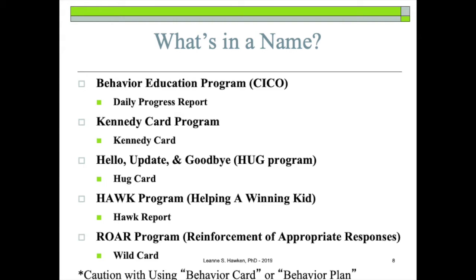This is an elementary school. A lot of times schools will choose a mascot. Hawk, these were the Skyhawks, and their acronym was Helping a Winning Kid. So obviously, who wouldn't want their kid on that? And what the kid carried around was the Hawk report. The last one, they were the Lions, and this stood for Reinforcement of Appropriate Responses. They had a behaviorist on that team. And then what the kid carried around was a wild card.